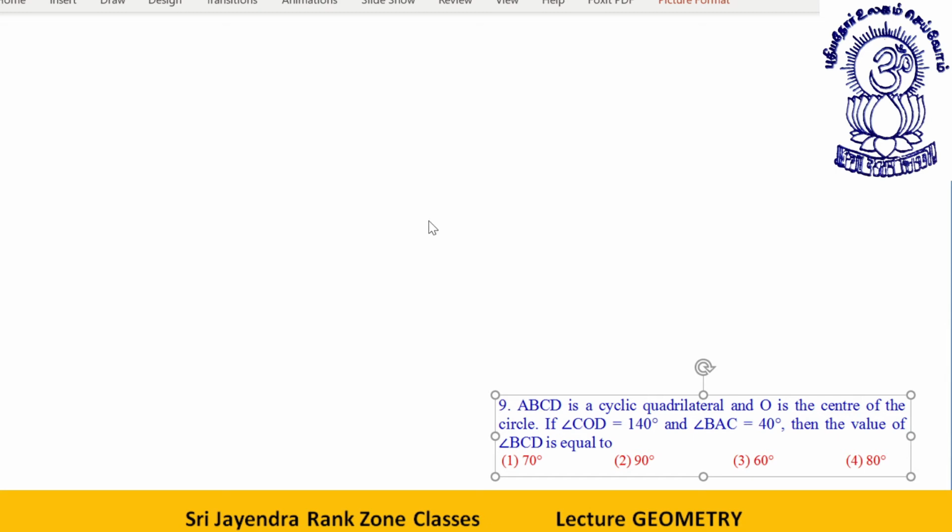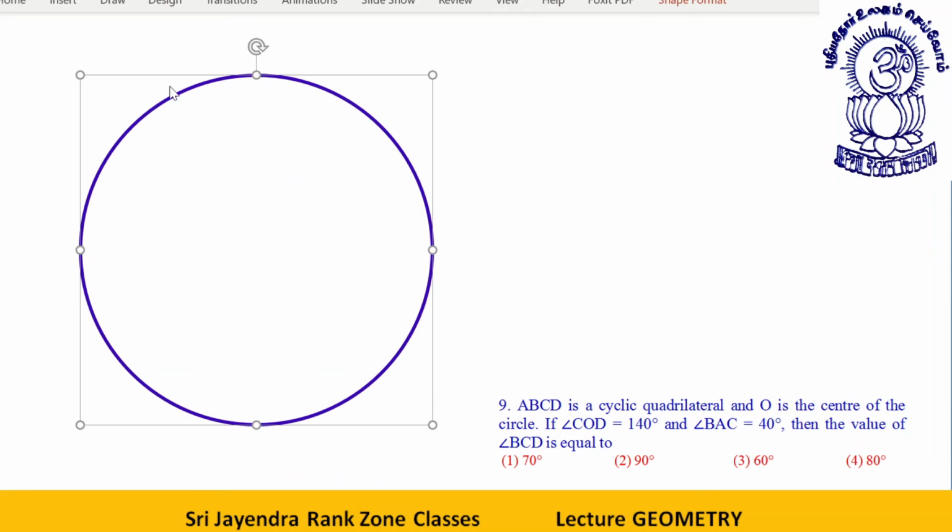The next question we have: ABCD is a cyclic quadrilateral and O is the center of the circle. Let's draw a circle. Let's say this is a point A. Here there is a point B. Then we have a point C, and finally we have a center at O. Here there is a point C. Let's say there is a point D.